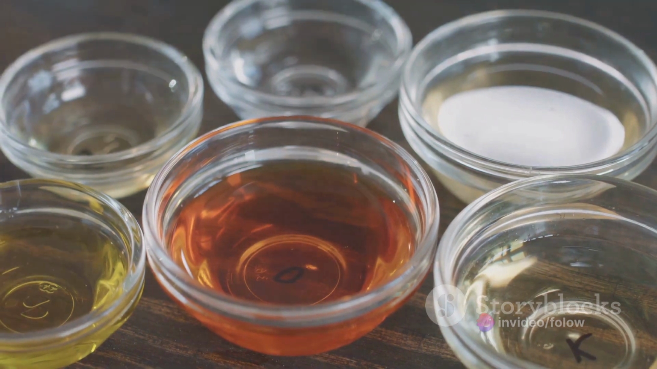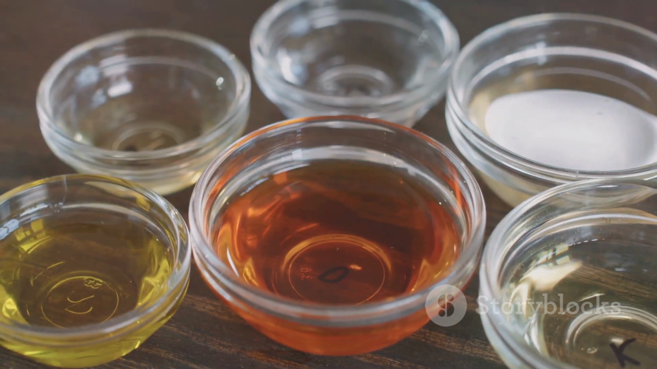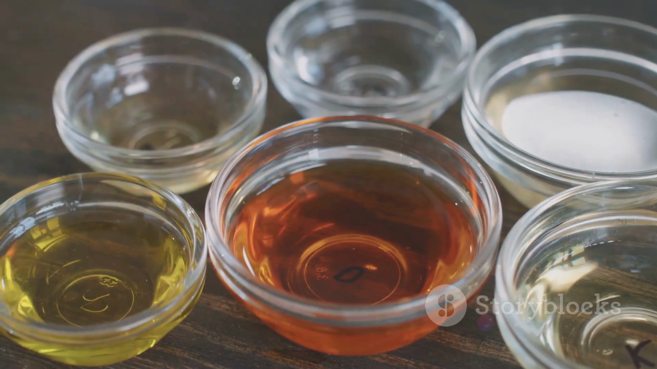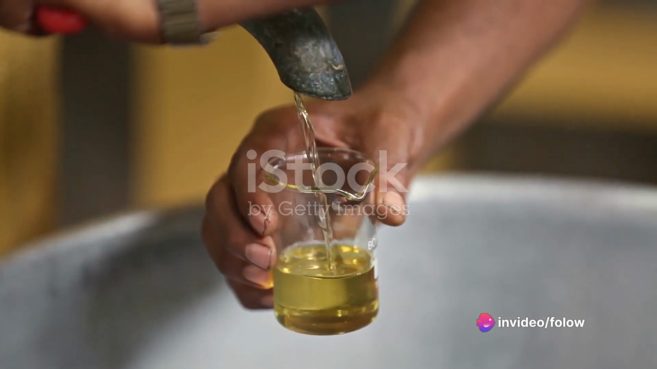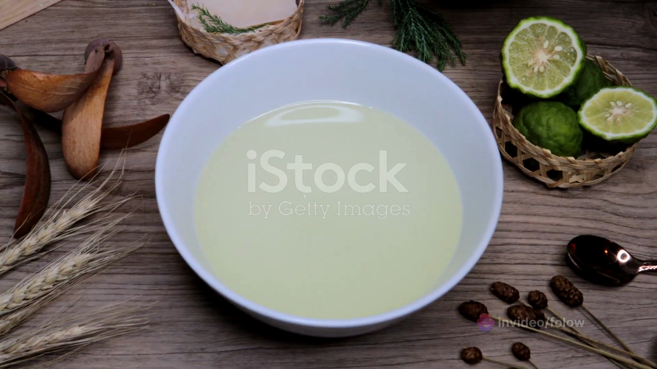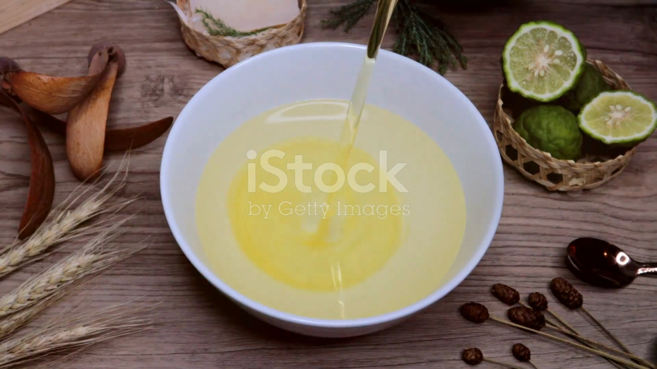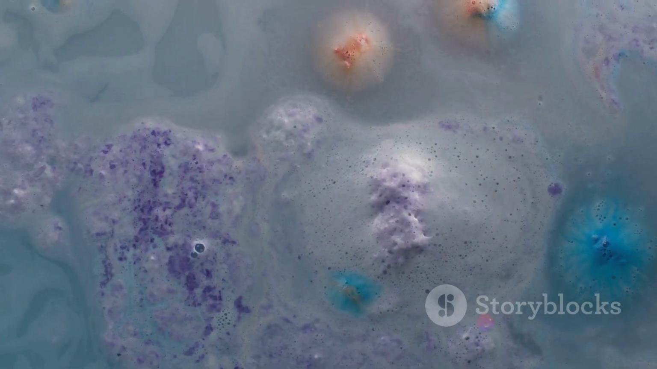Firstly, we have oils or fats. These are the backbone of your soap. They determine the hardness, lathering quality, and moisturizing ability of the soap. Oils like coconut or palm are commonly used for their hardening effect, while olive oil imparts moisturizing properties. On the other hand, fats like lard or tallow can be used for a creamy, stable lather.